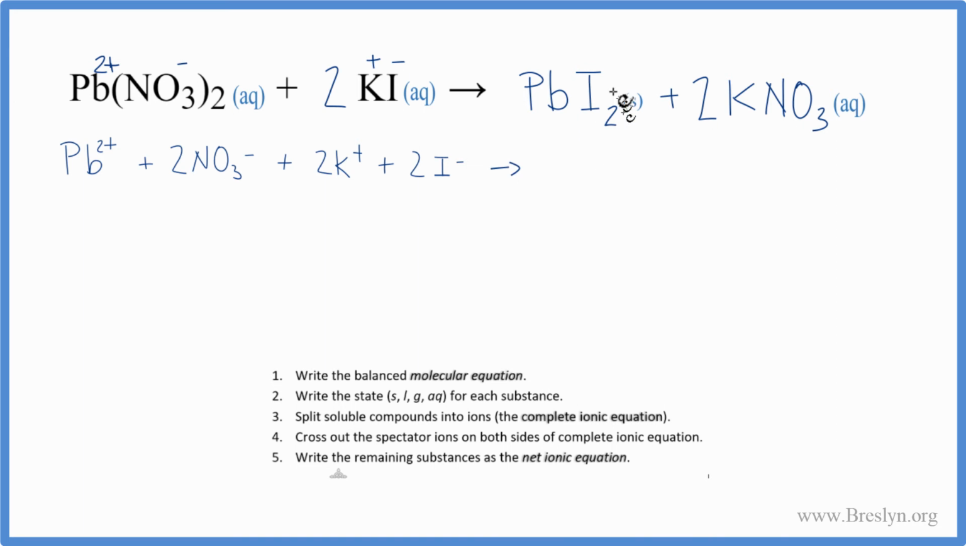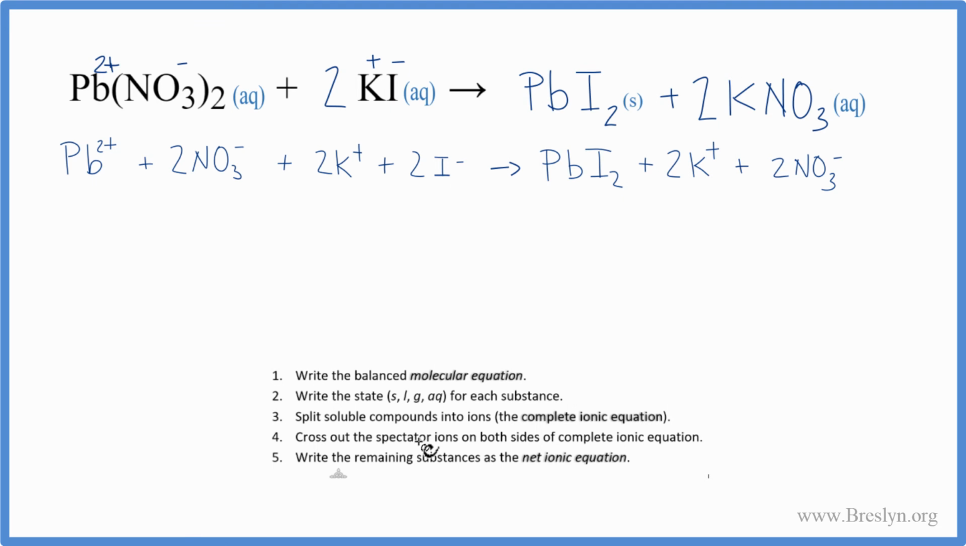On the product side, our PbI2, it says it's a solid. So that means that it's at the bottom of a test tube. It's not going to dissolve or split into ions because it's a solid. So we'll just write PbI2 for that. Plus our KNO3, that'll break up, and remember that's plus, so 2 K+ plus 2 nitrate ions, NO3-. This is the total ionic equation. So we have our molecular equation, and we have the total ionic.